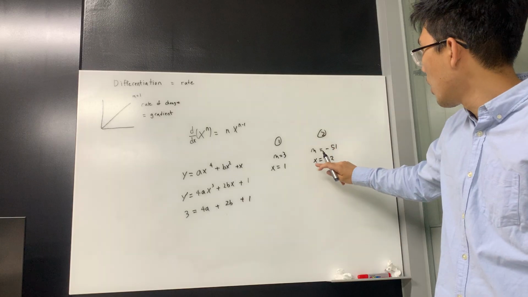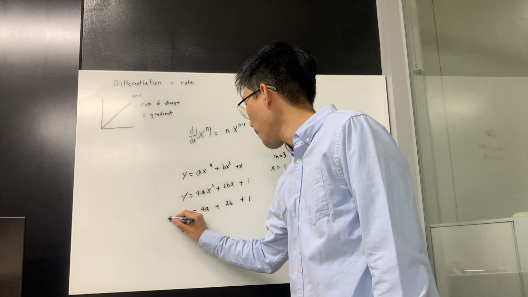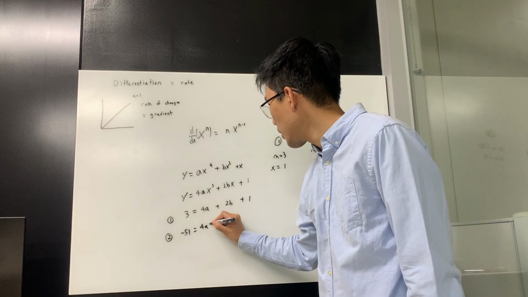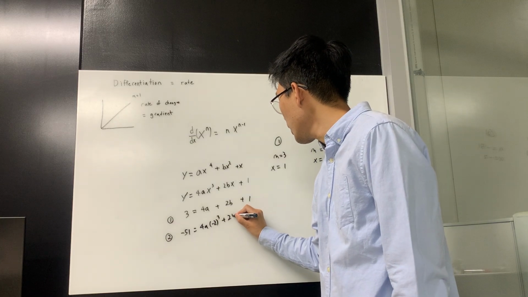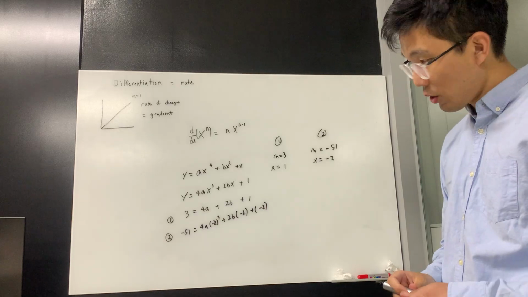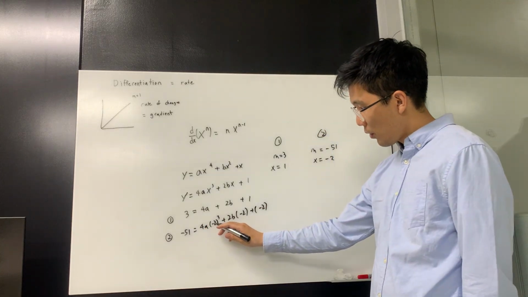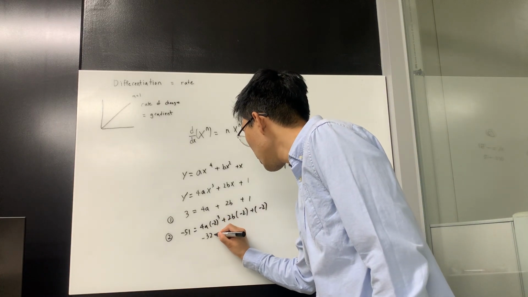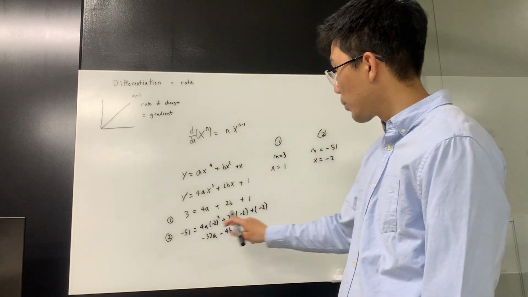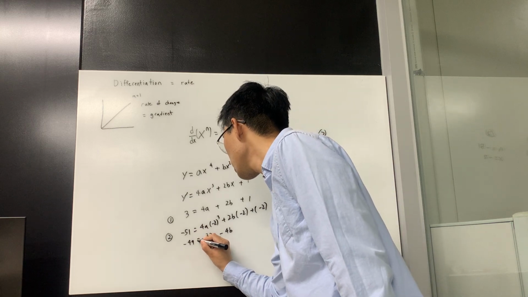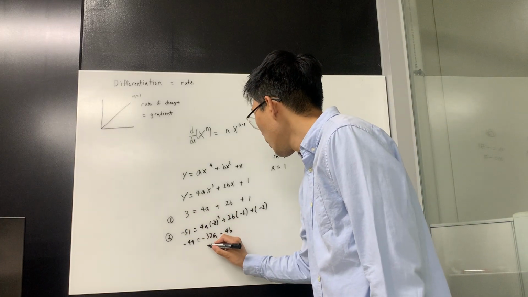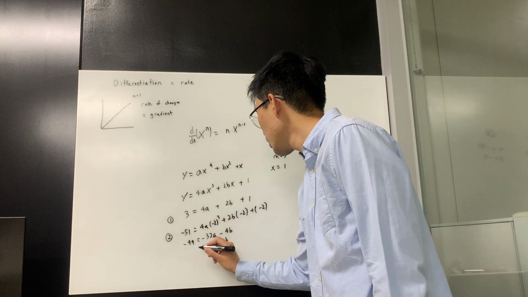2, the rate of change is -51, is equal to 4a times (-2) to the power of 3 plus 2b times -2 plus 1. Okay. Let's rewrite this second equation. -2 to the power of 3 is -8. -32a minus 4b plus 1 is equal to -51. Let's subtract 1 on both sides. -49 is equal to -32a minus 4b. And let's rewrite the equation A. 4a plus 2b is equal to 2.